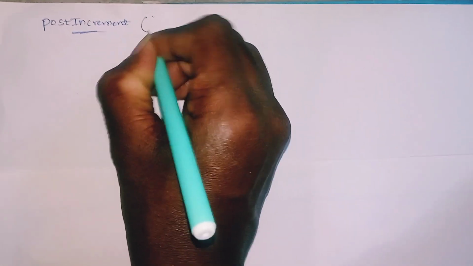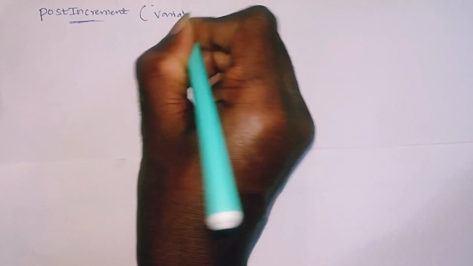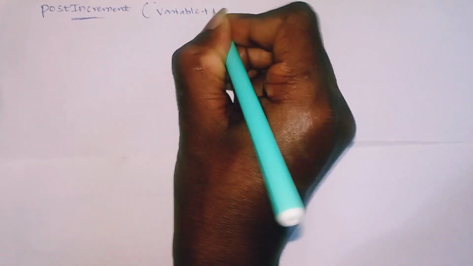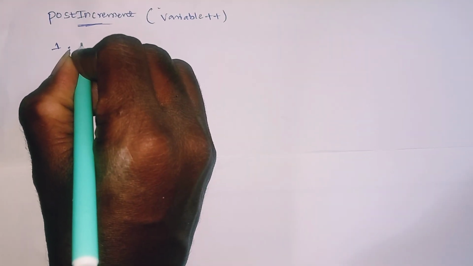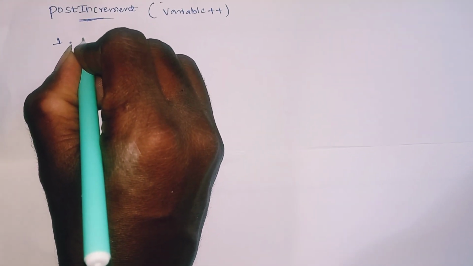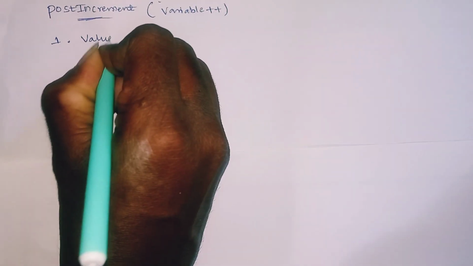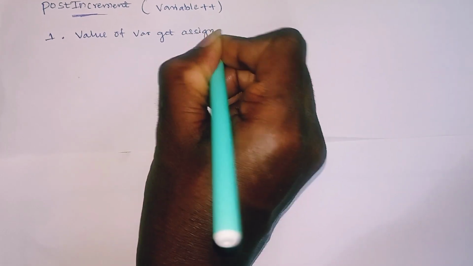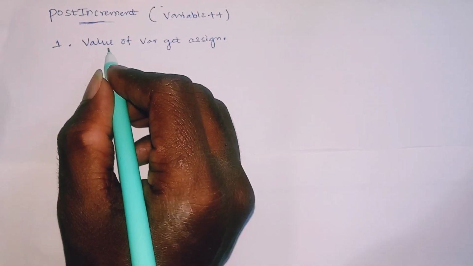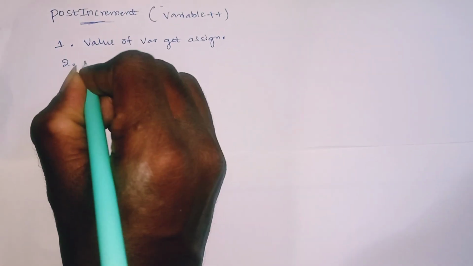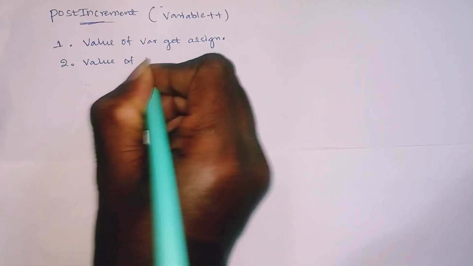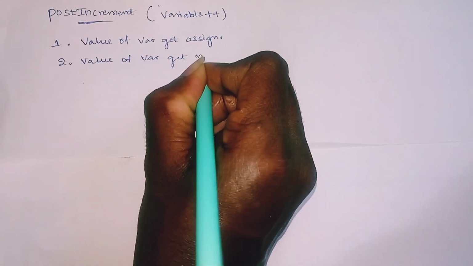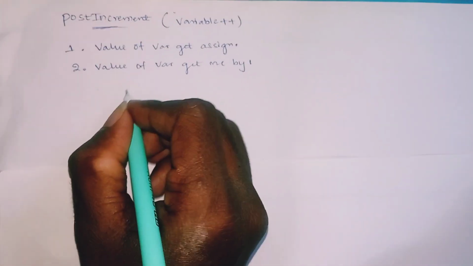It is denoted with a variable followed by plus plus. Here also we have two steps, but here the first step, instead of incrementing, is that the value of a variable gets assigned to another variable. The first step is the value of a variable gets assigned, and the next step is the value of a variable gets incremented by 1. So let me explain with an example.